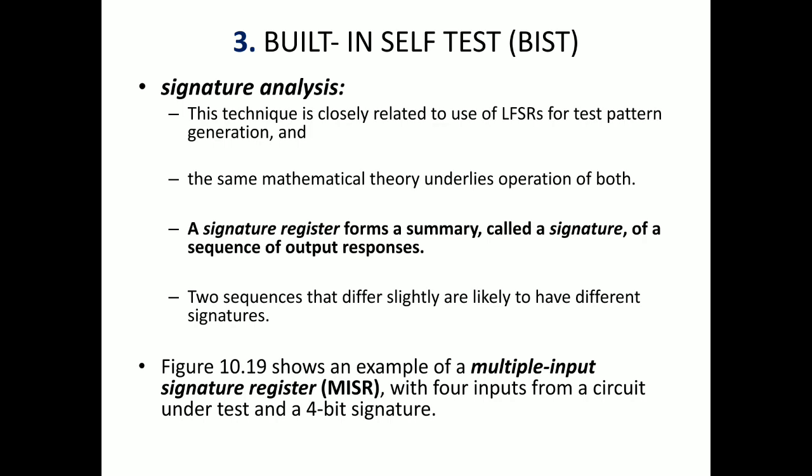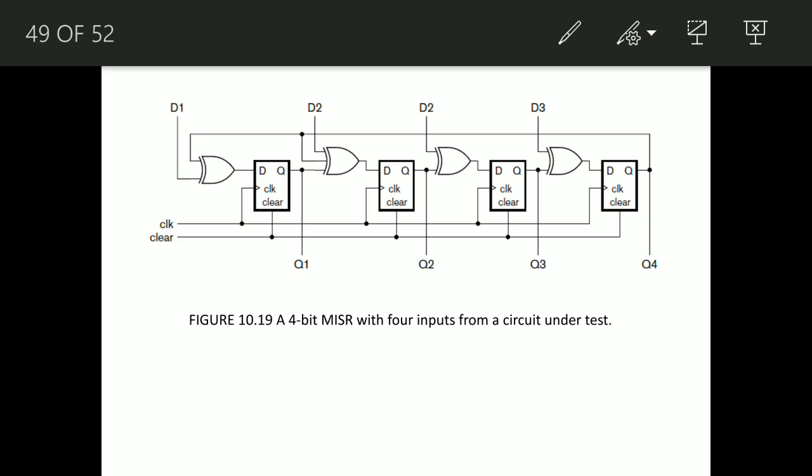We will try to perform signature analysis. This is the circuit of a 4-bit multiple input signature register for a circuit under test. You can observe there are 4 flip-flops and 4 outputs, and all the clocks are common, meaning they work synchronously. This is a shift register. You can observe there is a clear, there is no preset. Preset is used in a linear feedback shift register, but this is a different technique. This technique is for signature analysis.